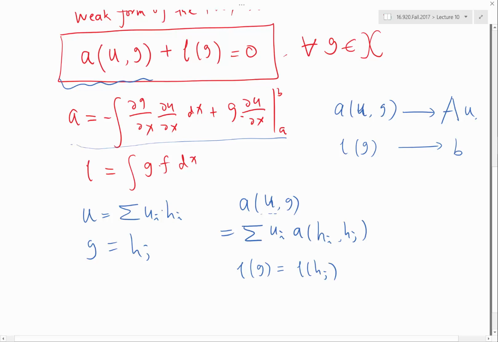Yes? What's the difference between U and UI? Okay, a UI is a number, U is a function. UI is a linear combination coefficient in representing the function U as a linear combination of the basis functions.